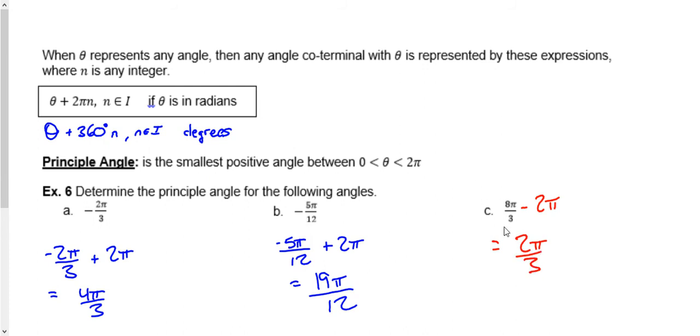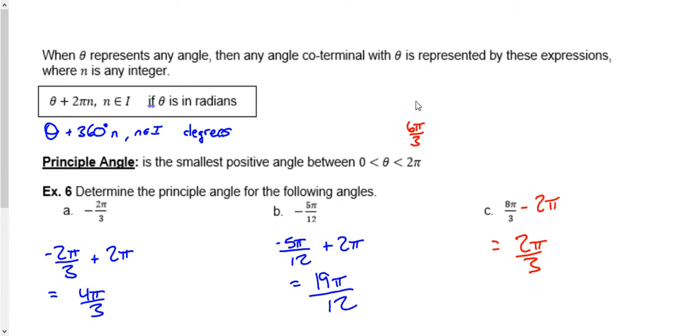And how did I know to subtract? Well, my base is 3 here, and 2 pi is the same thing as saying 6 pi over 3, because 6 divided by 3 is also 2. So I know that if I had anything bigger than 6, I'm going to subtract because I'm not in my range between 0 and 2 pi. So anything bigger than 6 over 3, I'd subtract.